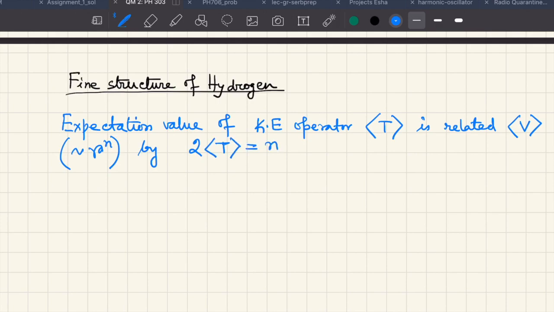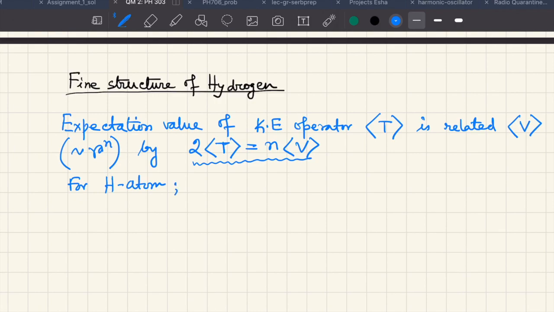If you have not proved this in your PH 204 course, please try to prove this: the expectation value of kinetic energy is related to the expectation value of the potential energy for a central potential by this relation, that 2 times the expectation value of kinetic energy is n times the expectation value of the potential energy. And for the hydrogen atom, we know that our n is equal to -1.